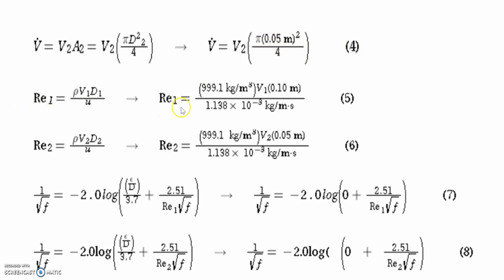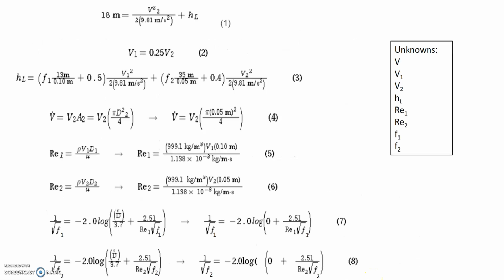We could also write equations for the Reynolds number in the two pipes, which is rho V1 d1 by mu, or this, equation number 5. And similarly, equation number 6 is the Reynolds number in pipe 2. We assume that the system is a turbulent one, so the friction factor is given by the Colebrook's equation. So equation number 7 would be the friction factor in pipe 1, while equation number 8 would be the friction factor in pipe 2. So all in all, we have a system of 8 equations, which is given down over here.